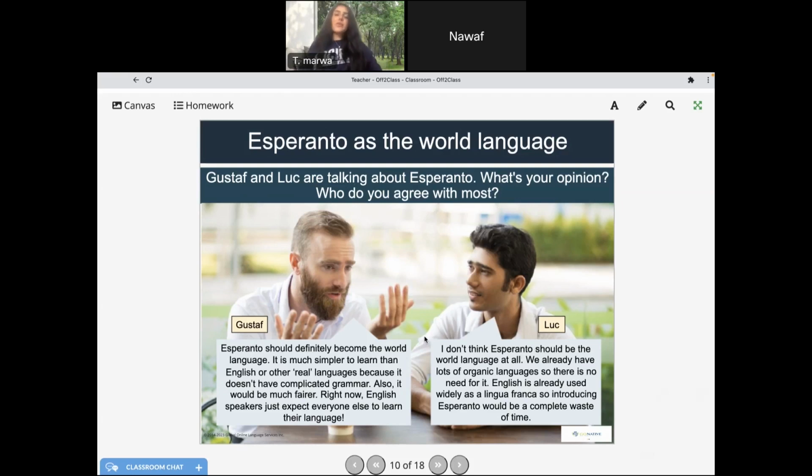Who do you agree with, Luke or Gustav? Gustav, because they will need to translate everything into Esperanto, like subjects, even medicine, anything like that. So it would be very hard, and it will consume a lot of time. Ah, with Gustav? You're with Luke, you mean? Yes, with Luke, not with Gustav. Okay, that's right, Nawaf.